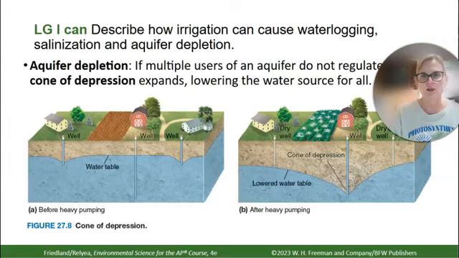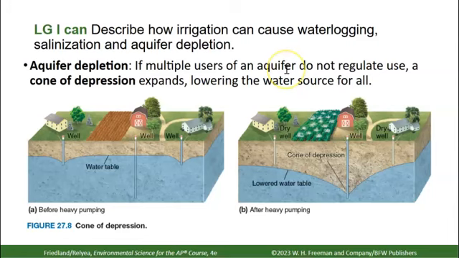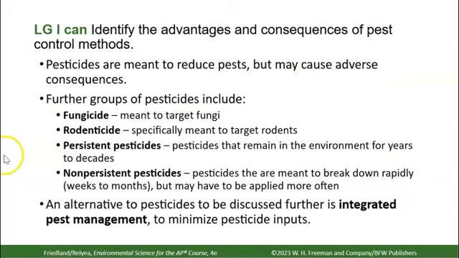Okay, here's the next little picture to kind of understand. Aquifer depletion. If multiple users of an aquifer do not regulate use, a cone of depression expands. You can see what this is called, which lowers the water source for all. This is an example of tragedy of the commons if your water table is owned in common. In some places of the country, especially the western United States, people own water rights to certain things, but if a community owns the water rights, or many people own the water rights, especially in the eastern United States, and it's not regulated, you can end up with these problems.